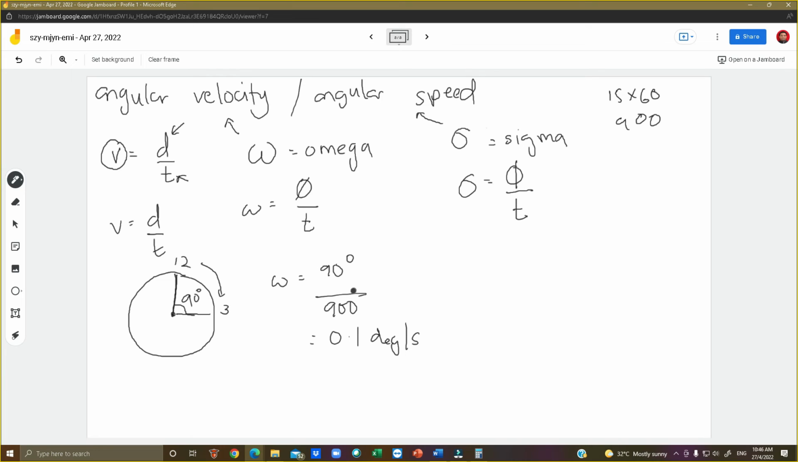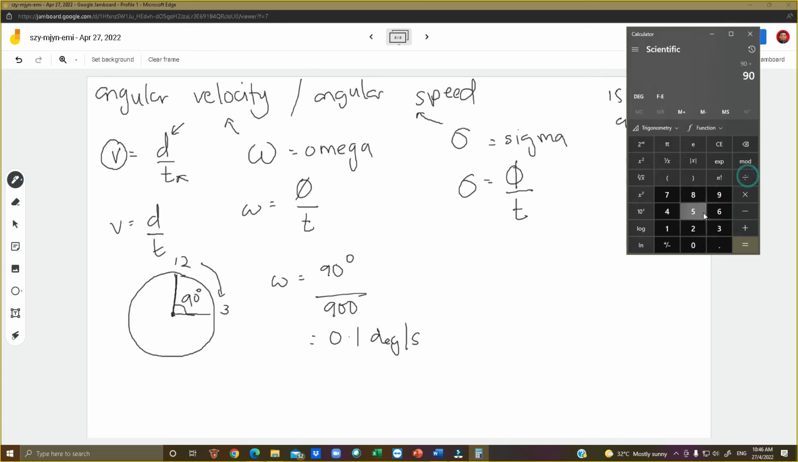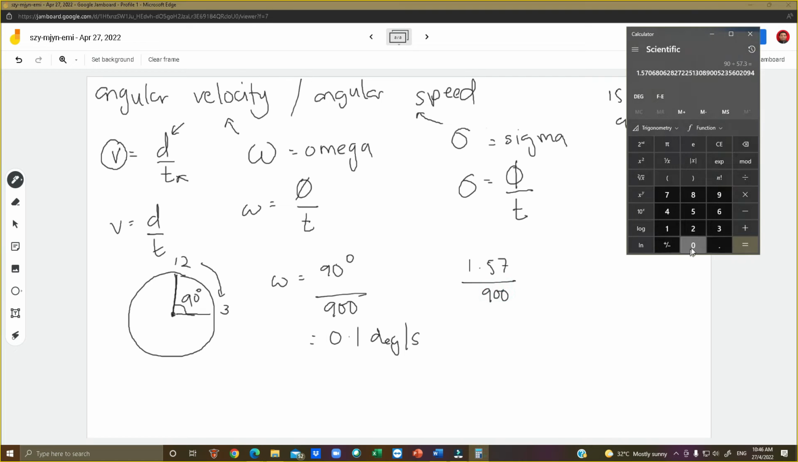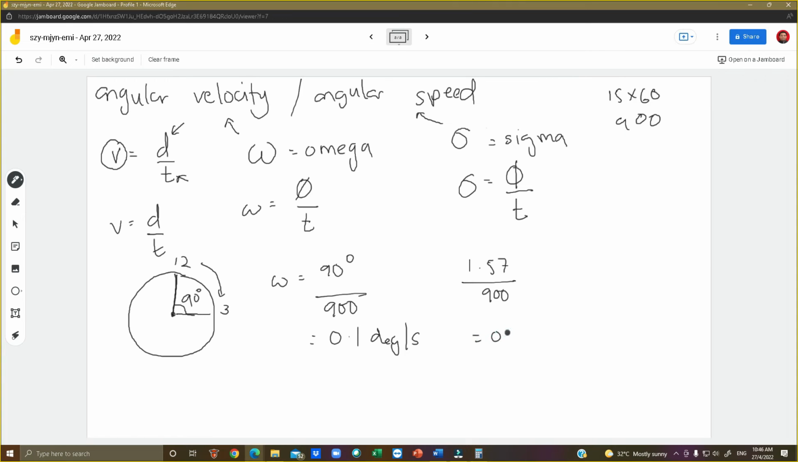Okay, sometimes we want to change this to radian per second. Kena tukarlah. 90 degree sama dengan berapa radian? 90 bahagi 57.3. 1.57 over 900. Apa kita dapat? 1.74 eksponen negative 3. 0.0017 jauh tu. 0.00174 radian per second. It actually depends on unit yang kamu pakai.